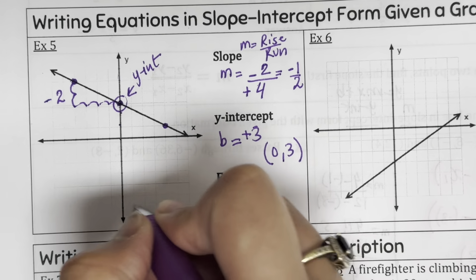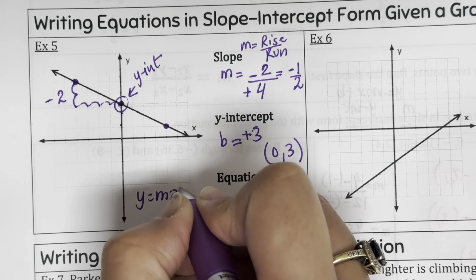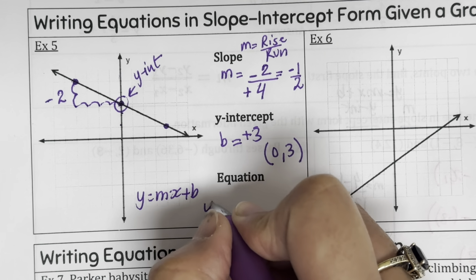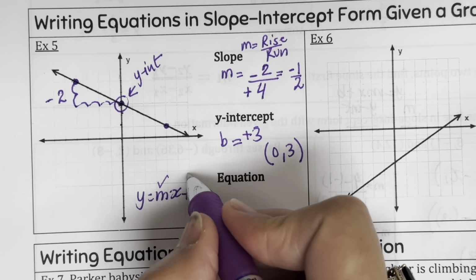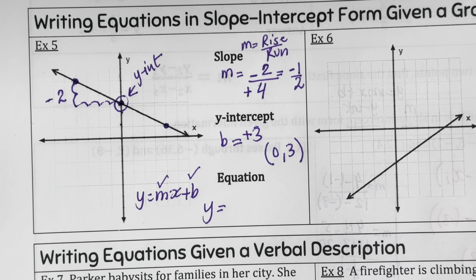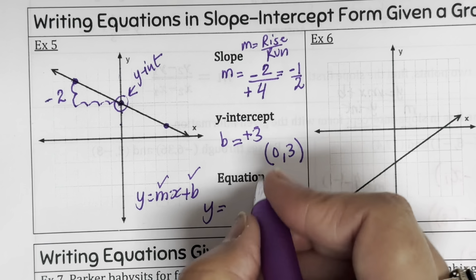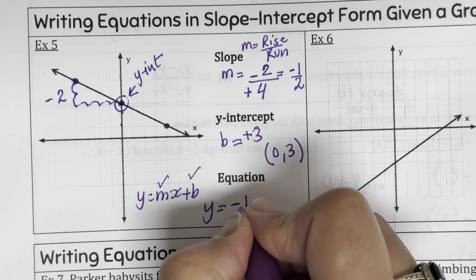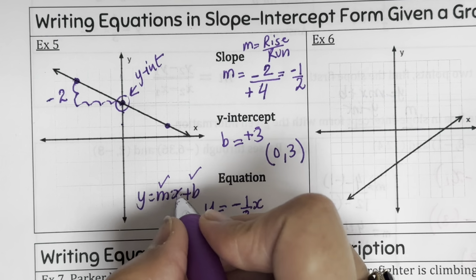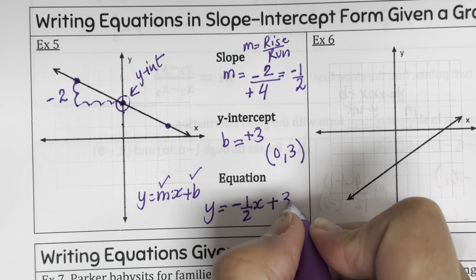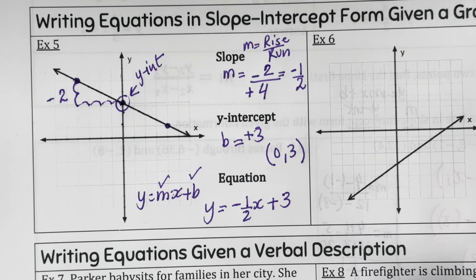Equation is y equals mx plus b. So y is equal to, I have the slope and I have the y-intercept, so it's easier. Slope is -1/2, so replace the m, -1/2 x, and b is +3, so +3. There you go, I have my equation.